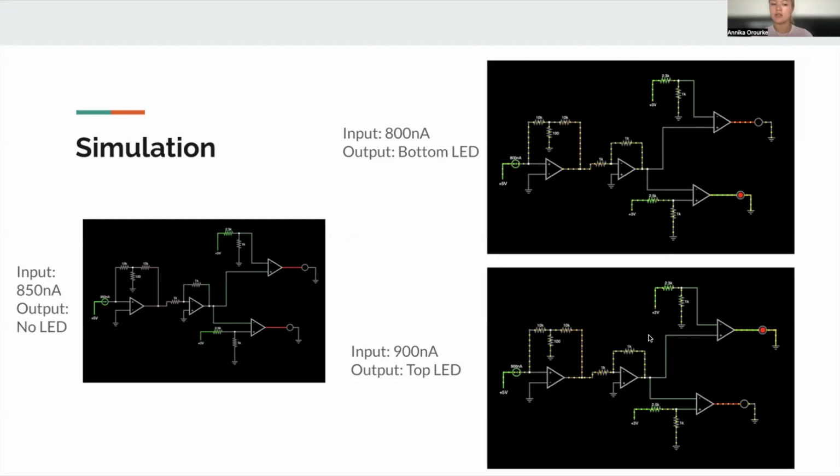So here's our simulation. On the left, you can see with an input of 850 nanoamps, there are no LEDs. 850 nanoamps would be about in between your high and low cortisol throughout the day, so most people would be seeing no LED throughout most of the day. On the top right, you can see with an input of 800 nanoamps, the bottom LED turns on. This shows a high cortisol, which can be indicative of Cushing's disease if it occurs throughout the day. And then on the bottom right, with an input of 900 nanoamps, the top LED shows up. That's indicative of a low cortisol, which could be associated with Addison's disease.